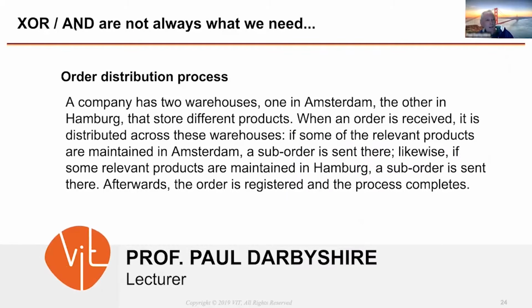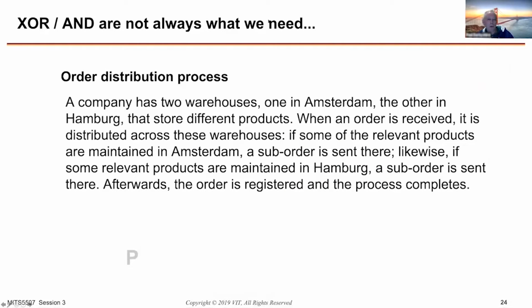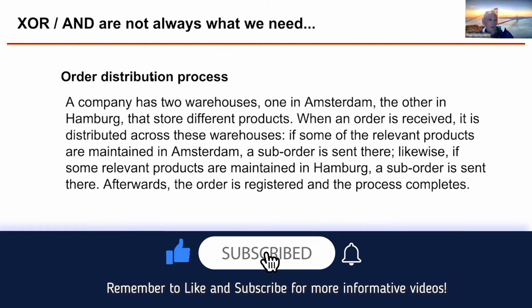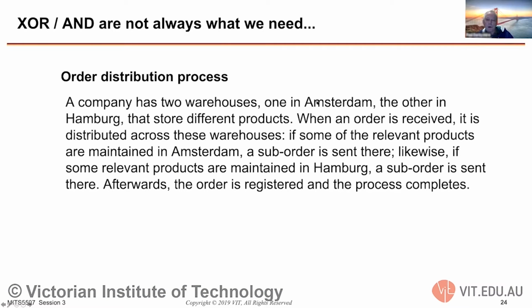Now, the XOR and the AND gateways are not always what we need. Sometimes we need something a little bit different. Let's have a look at the order distribution process. We've got a company who's got two warehouses, one in Amsterdam, the other in Hamburg, and they both store different products. When an order is received, it's distributed across these warehouses.